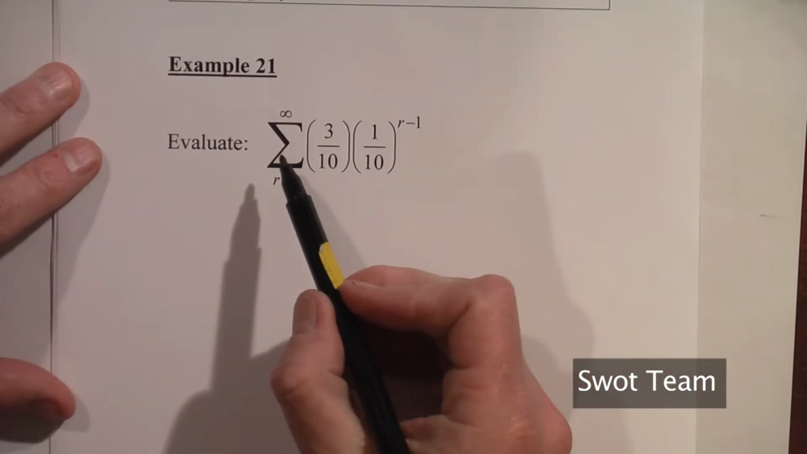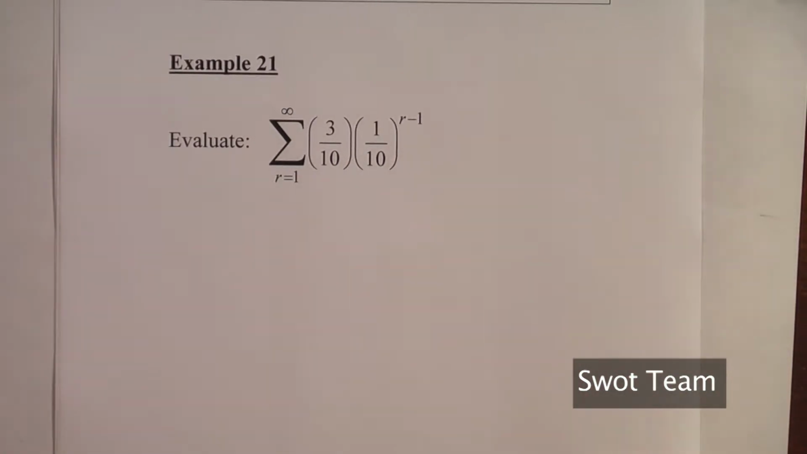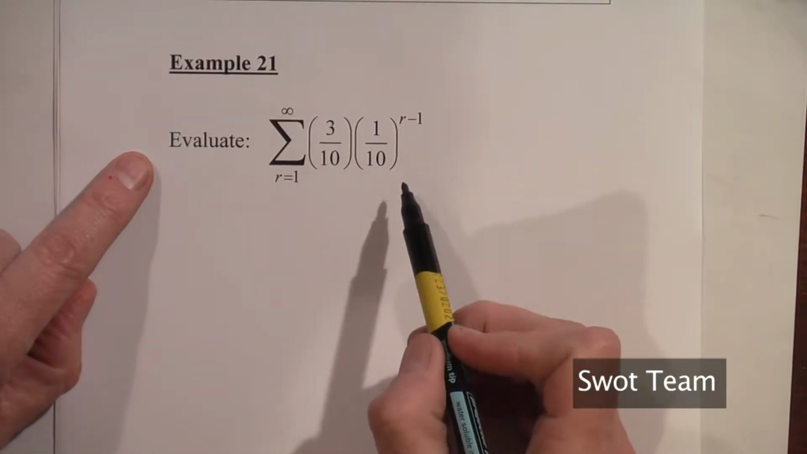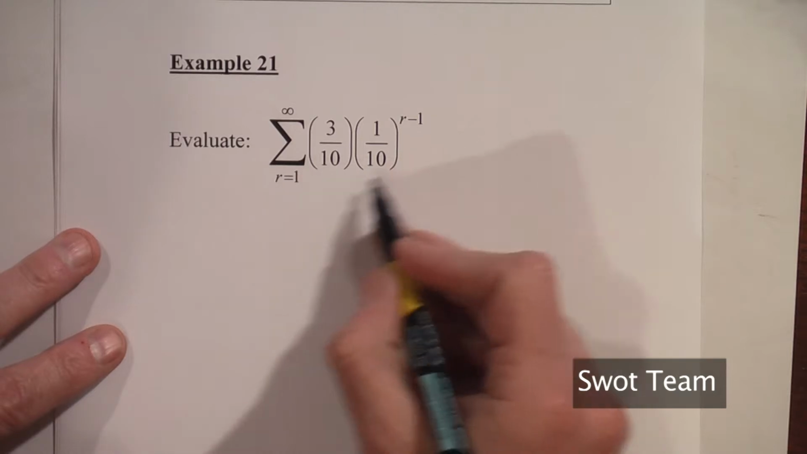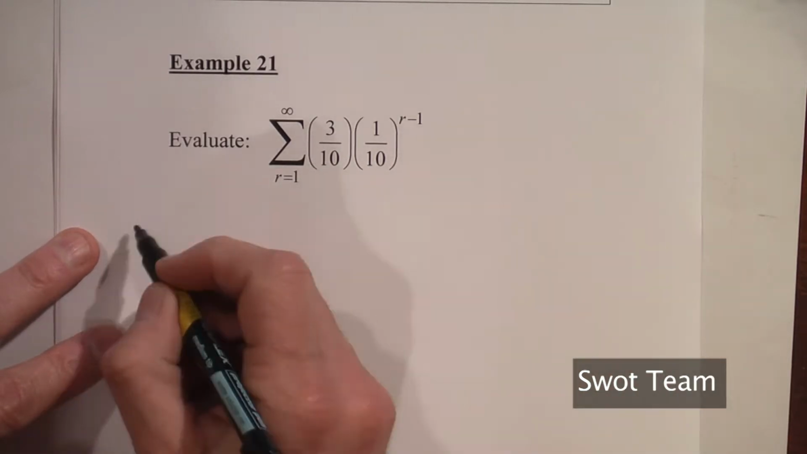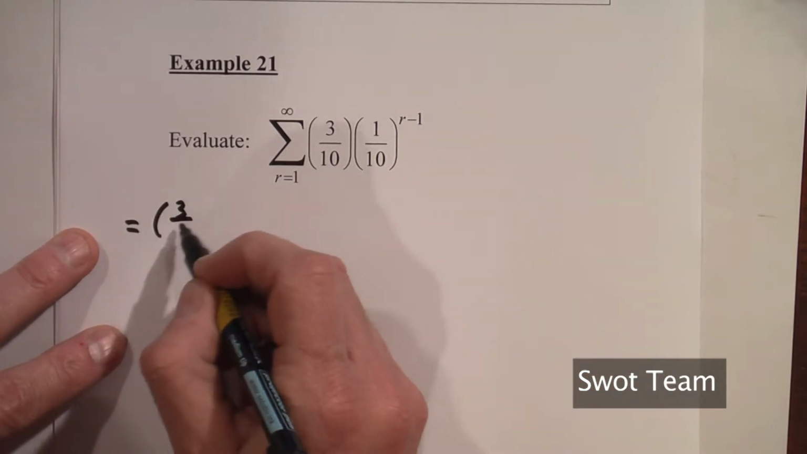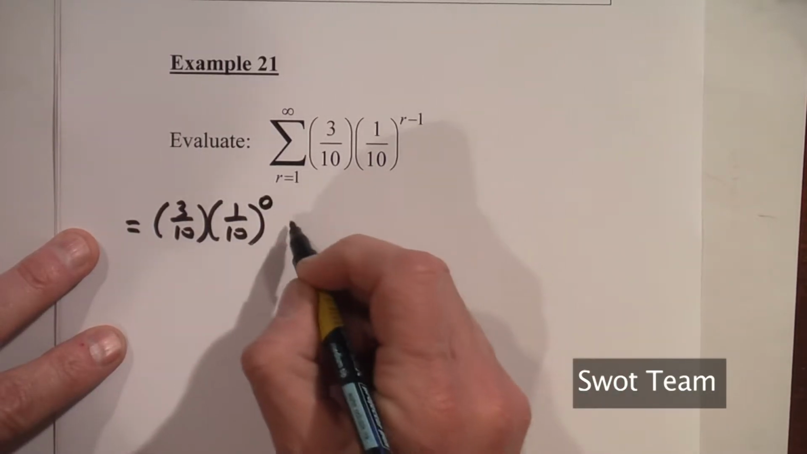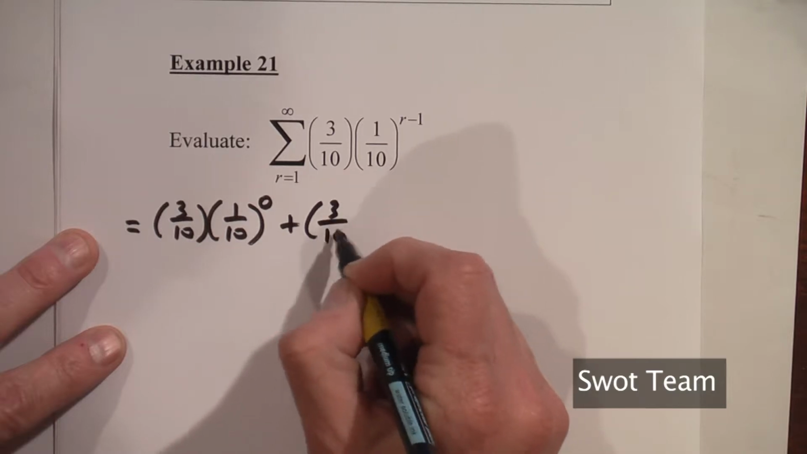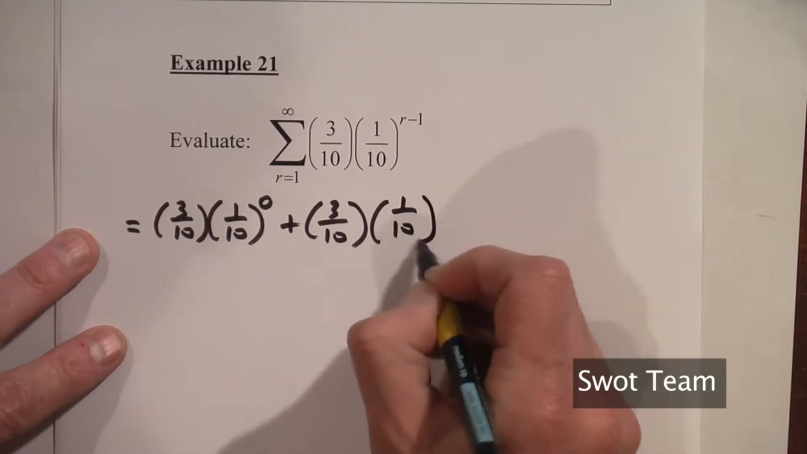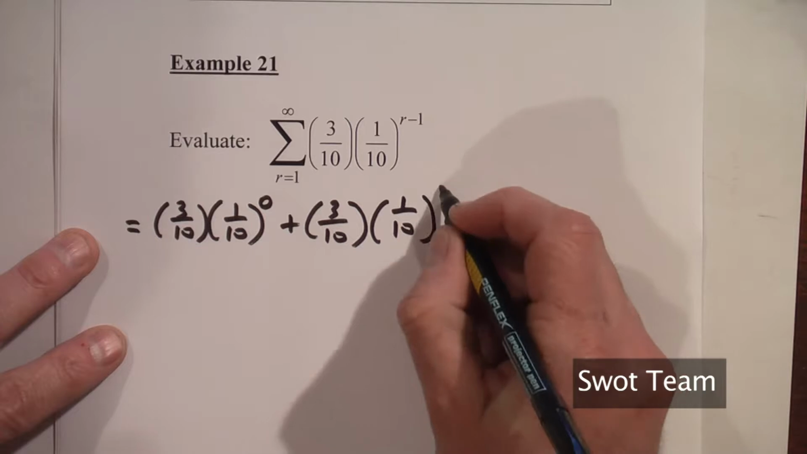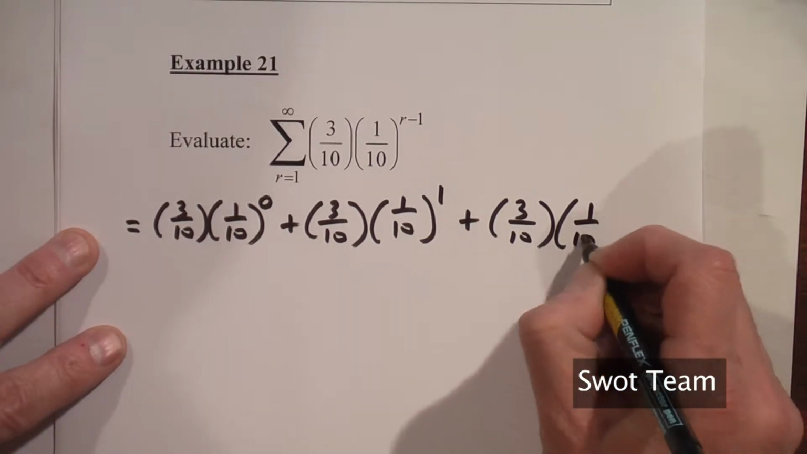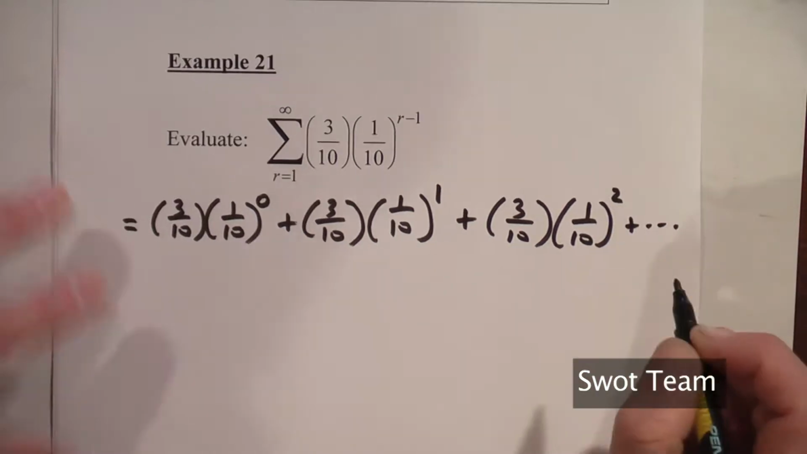Have a look at this. Example 21. Read that quickly. It says evaluate the sum to infinity from r equals 1 of 3/10 times 1/10 to the r minus 1. Now again, how do we expand this? Well, let's see. It's 3/10 times 1/10 to the 1 minus 1, which is 0, plus 3/10 times 1/10 to the 2 minus 1, which is 1. Looks very geometric to me. Plus 3/10 times 1/10 squared, and that's going on forever.